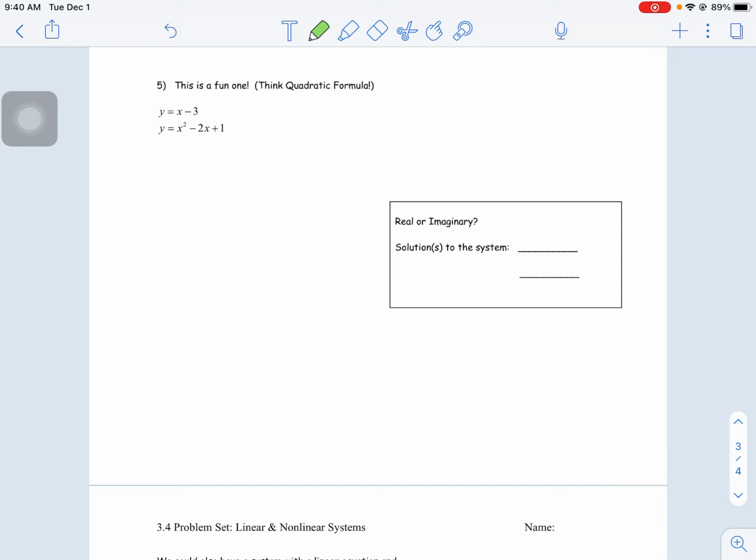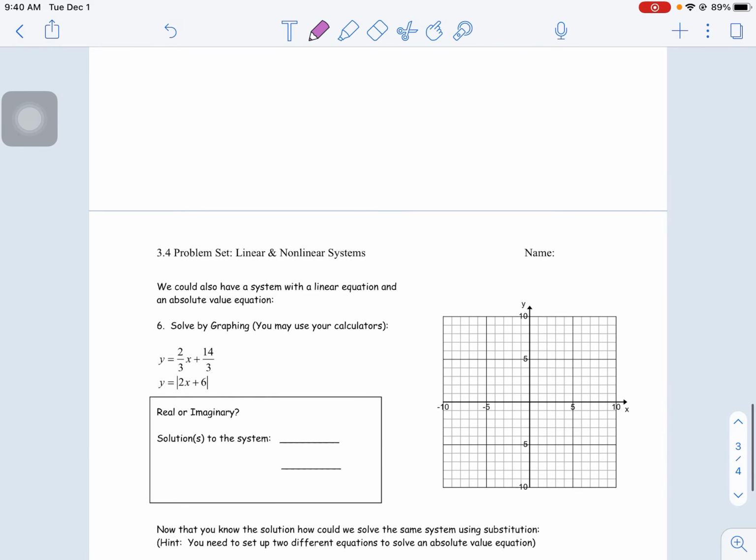Think quadratic formula. All right, so if you don't remember the quadratic formula, it is x equals the opposite of b plus or minus square root of b squared minus 4 times a times c, all of it divided by 2 times a. So if you needed that quadratic formula, there it is, okay? And again, this is still a substitution question, so you're going to set x minus 3 equal to x squared minus 2x plus 1, but I want you guys to practice using that quadratic formula, so I'm going to have you guys do number 5 as well.